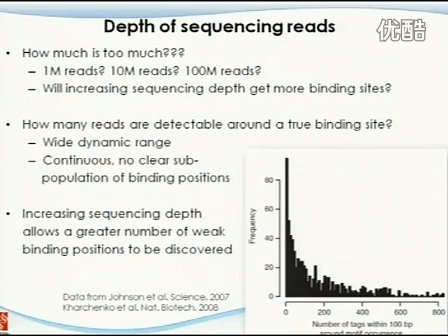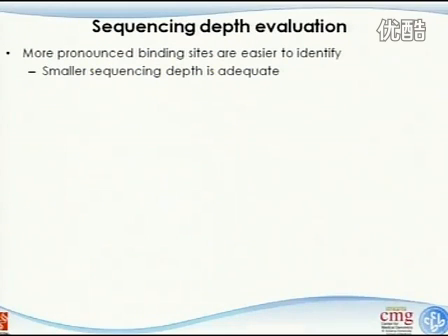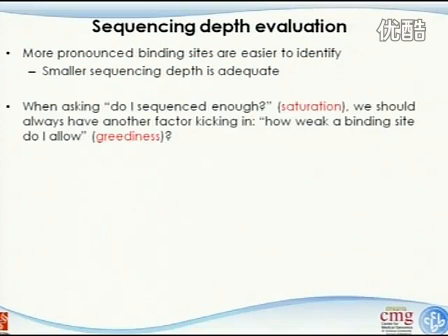Okay? This part, for the sites that don't have too many binding tags detected, most likely they are what we call weak binding sites. So if you increase the sequencing depth, you have a better chance to find the weaker binding sites. Okay? And the more pronounced binding sites are easier to identify. So if there's something that is really obvious, regardless of what approach you use, you can find it. And maybe you don't have to sequence very deep. You will be able to find it. For those very obvious protein binding sites, a smaller sequencing depth is adequate.